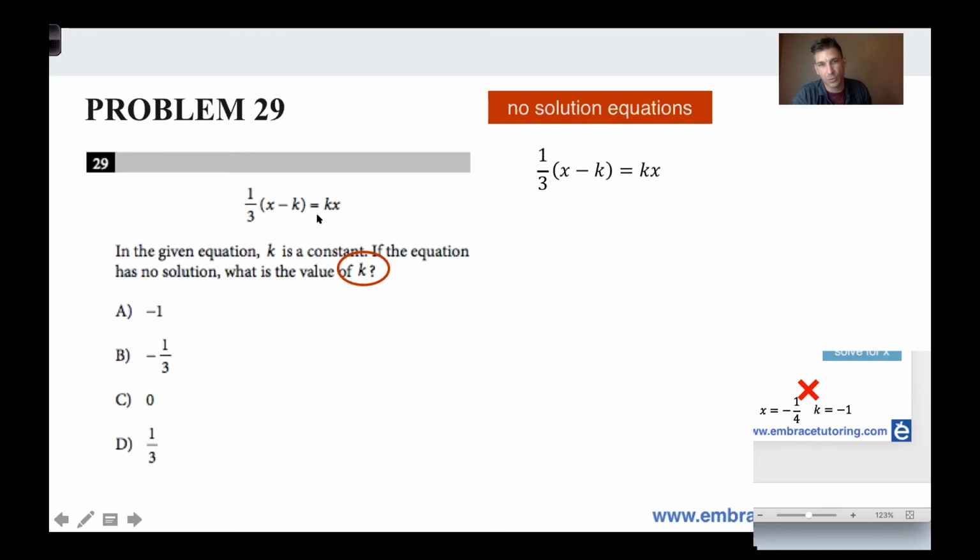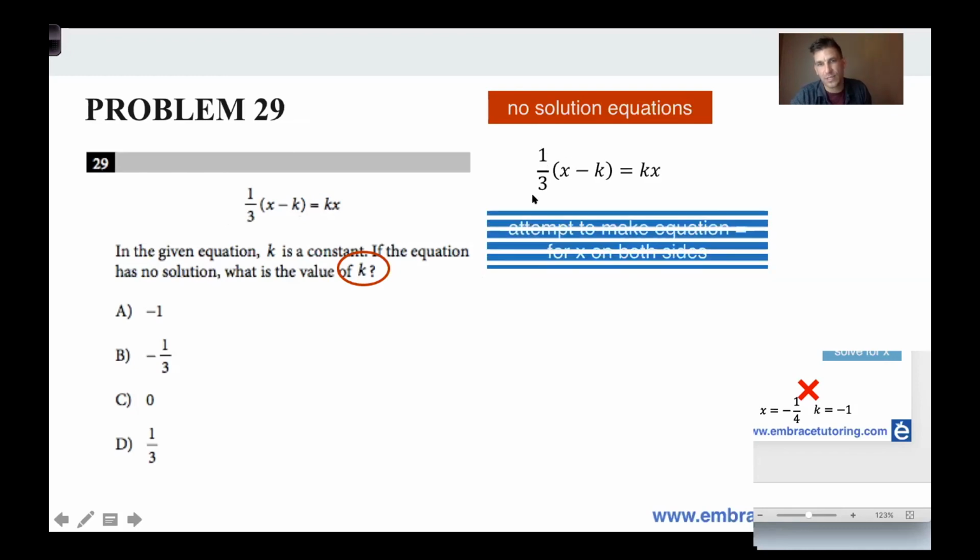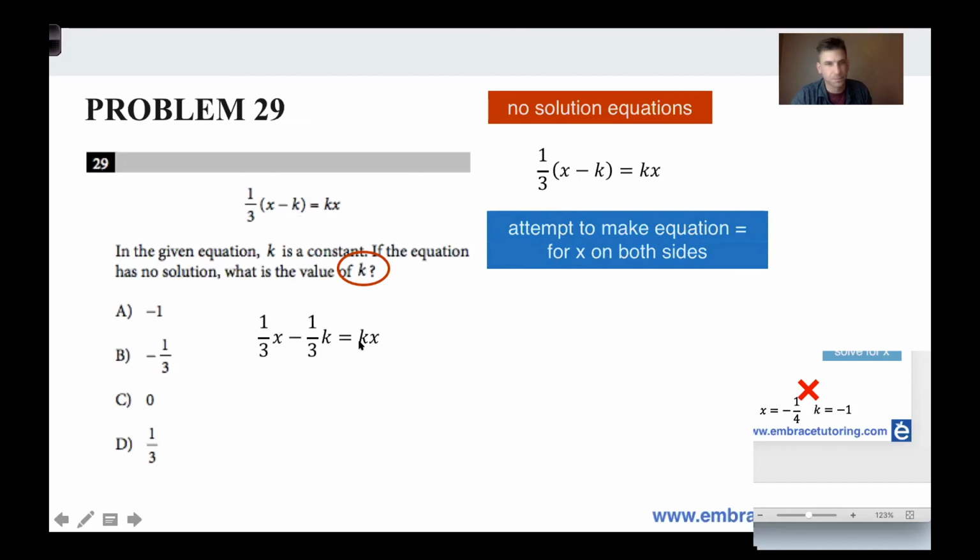What you want to try to do is get the x's to be equal on both sides, and then attempt to get the k's so that they won't be equal on both sides. Because it says, what is the value of k if the equation has no solution? Well, if I distribute this, I end up getting my 1/3 x minus my 1/3 k equals kx. And remember, we're attempting to make the equation equal on both sides for x. So now I can't really do any more unless I begin plugging in numbers, or unless I begin plugging in answer choices.